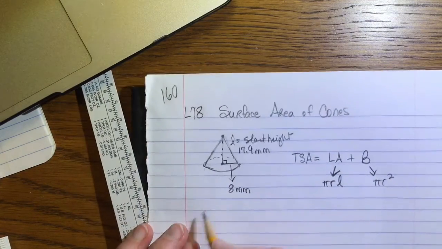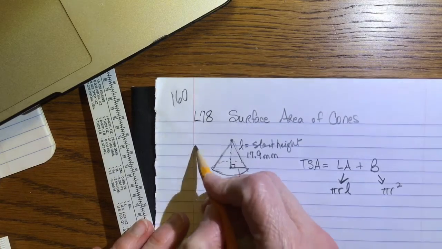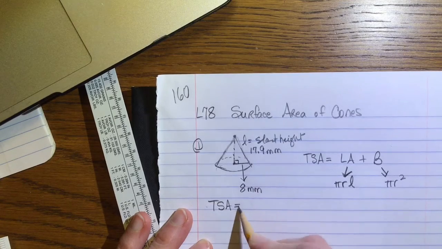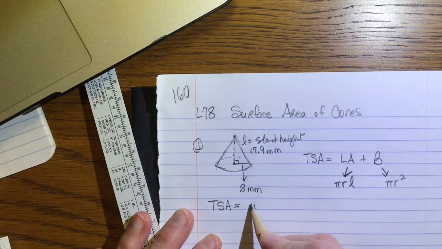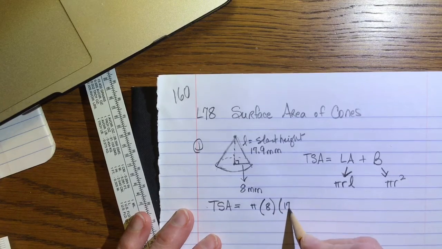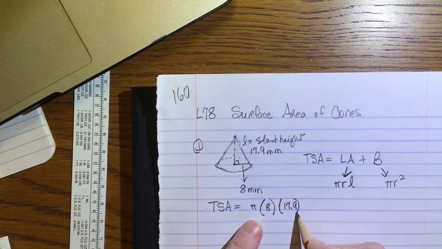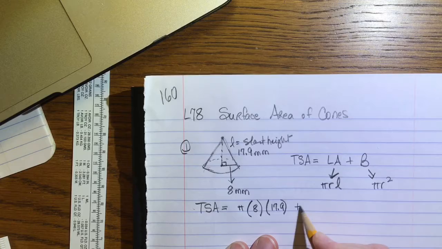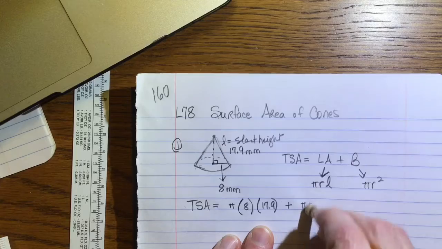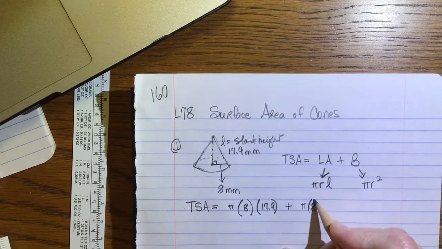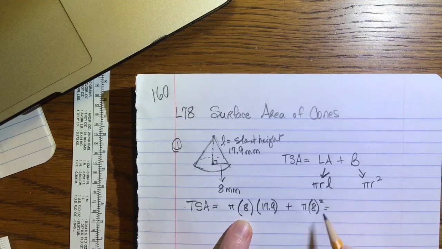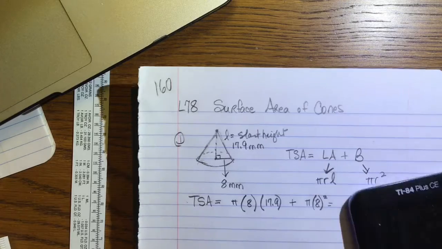So let's try one. Using this as our example, I'll just put the one up here. Then we'll put total surface area equals the lateral area, which is pi times r, which is 8, times the slant height, which is 17.9. Now that's your lateral area. That covers the cone itself. And then we'll add the base, which will be pi r squared, and our r is 8. I'll go ahead and put 8 squared there. You may want to go ahead and put 64. Now I'm going to leave the pi's in it for the moment. I'm not going to add them yet.